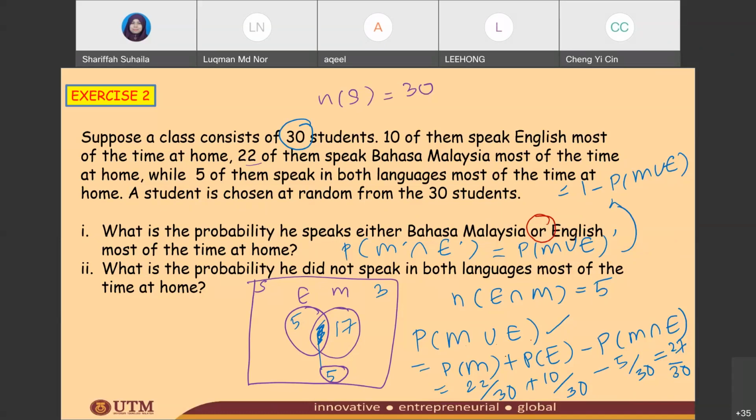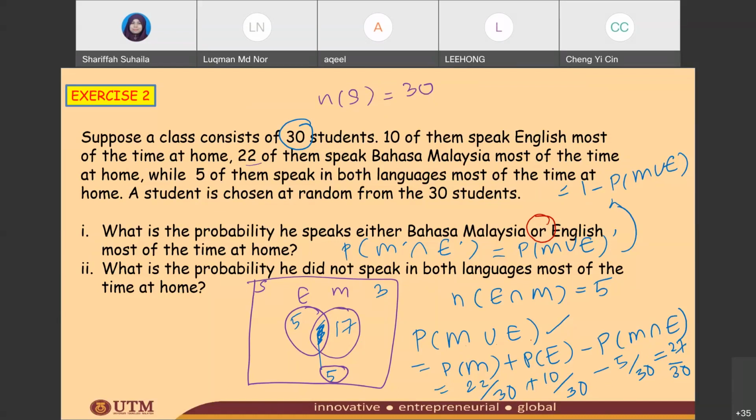So probability of M plus probability of E minus intersection. Okay, that is the basic formula for additive rule of probability. Okay, probability of M here, Malay, so kita ada 17 plus 5 lah. So we have 22 over 30. Probability of speak English, so 5 plus 5, 10 over 30. Minus intersection, 5 over 30. So you have all together 27 over 30. Or you can get from Venn diagram. Okay, itu M union E. Okay, the first question.